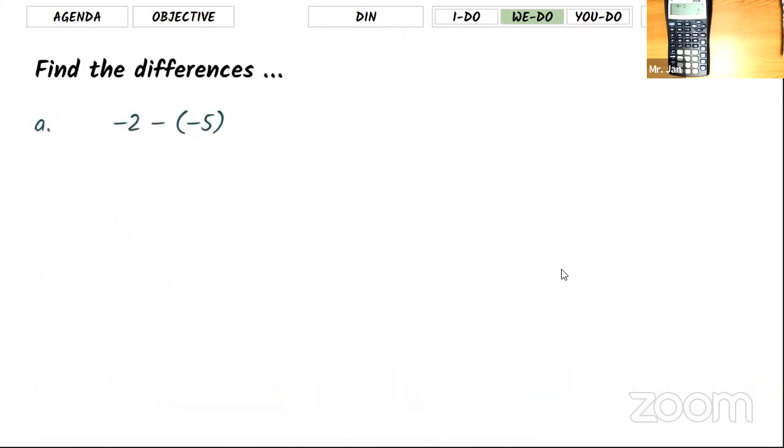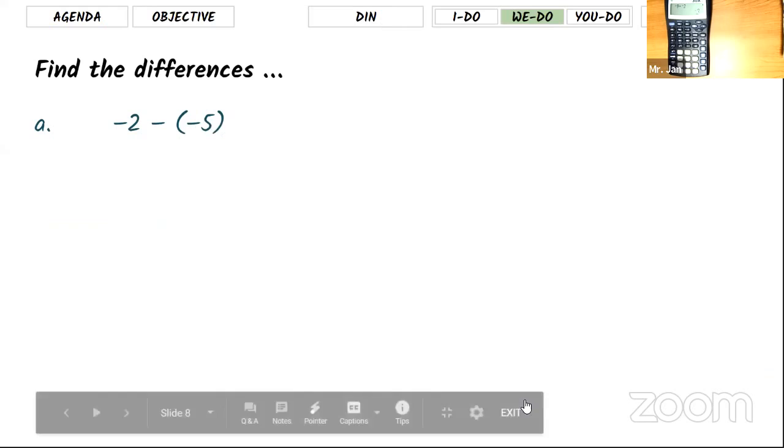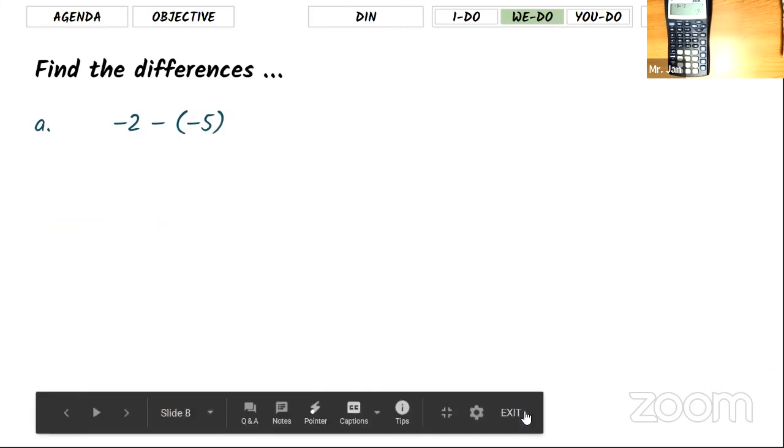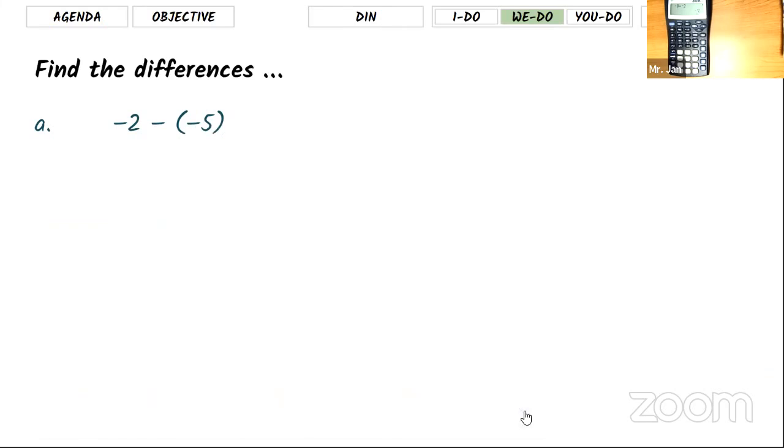Now I would ask you, using your own calculator, what do you think -2 minus -5 would be? You can type your answer in the chat box. Using your own calculators, try to find the result for -2 minus -5.